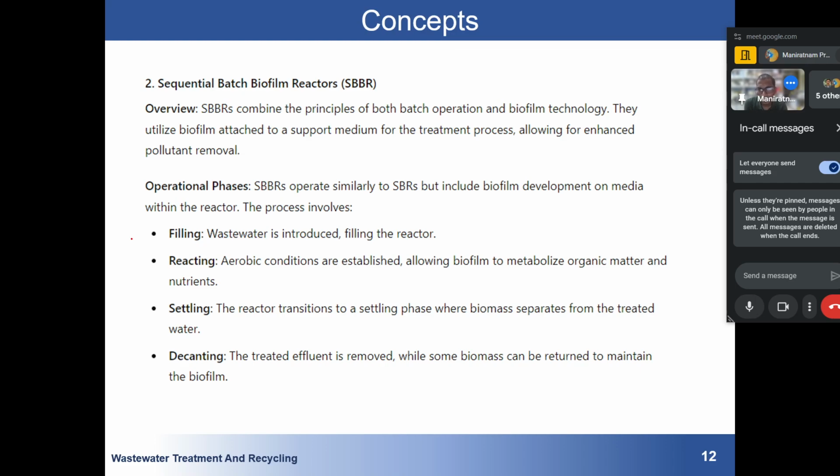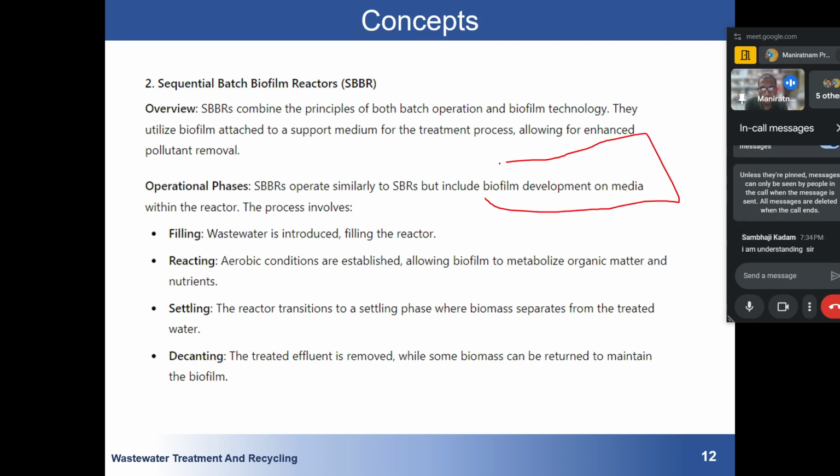Okay, now here the process is the same, but it includes biofilm development on media. Wastewater is introduced, filling the reactor, and aerobic conditions are established, allowing the biofilm to metabolize organic matter and nutrients. So here, instead of aeration, some kind of aerobic condition will be maintained.